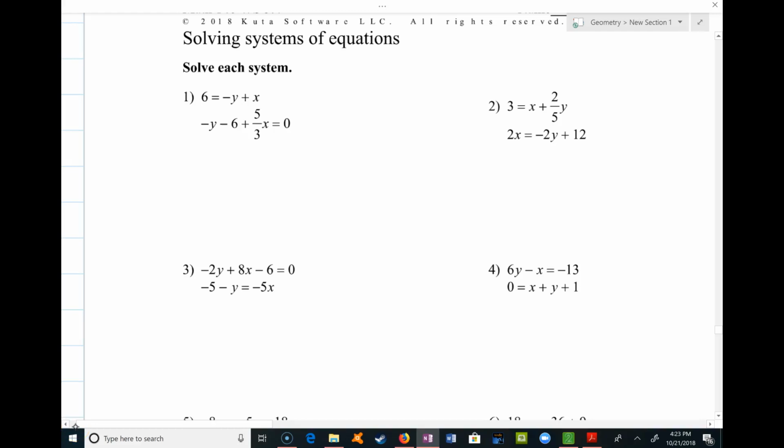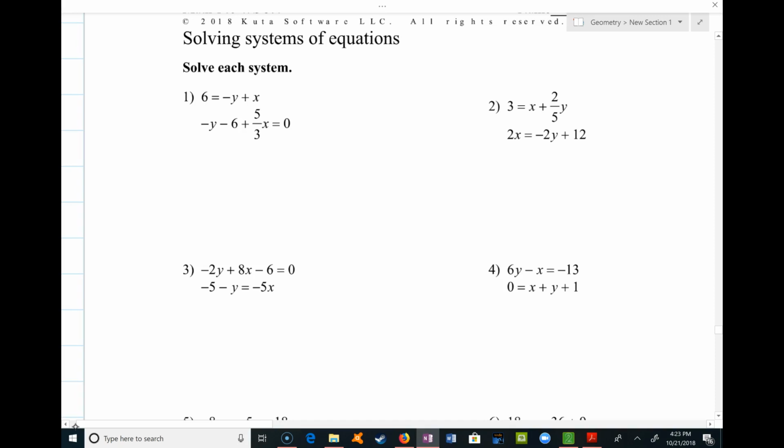Okay, this is worksheet 5.4, I think it is, a system of equations. I'm going to be running through some of these problems just so you can see them done and see me talk about them. And we'll go from here.